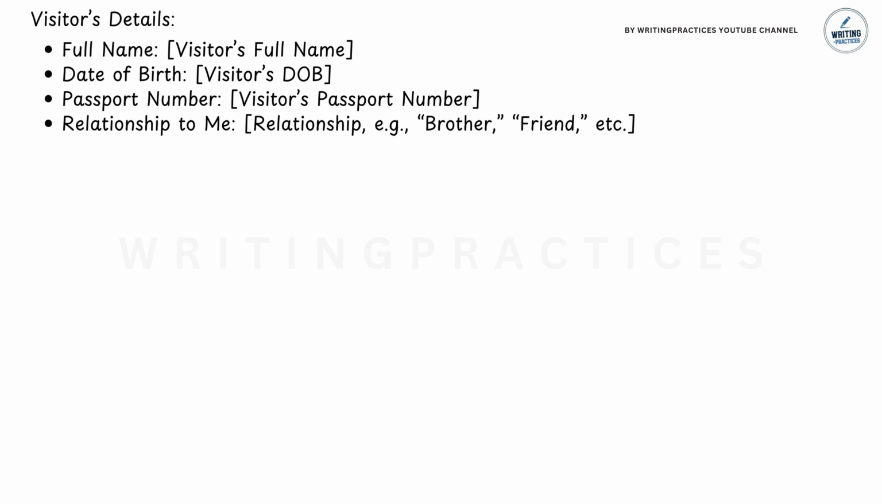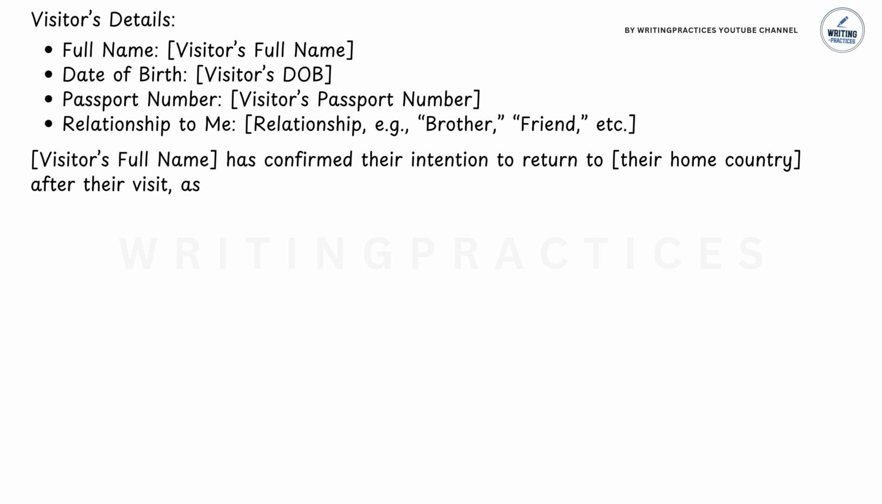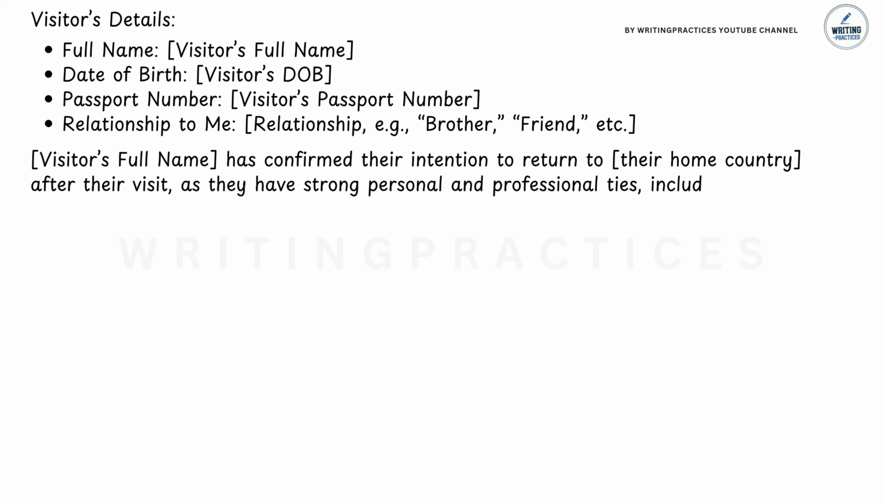10. Assurance of return. Affirm the invitee's intention to return to their home country after the visit by highlighting their personal and professional ties. This assurance addresses concerns about potential overstay. For example, Jane Smith has confirmed her intention to return to Indonesia after her visit, as she has strong professional commitments, including her employment as a marketing manager at XYZ Corporation.